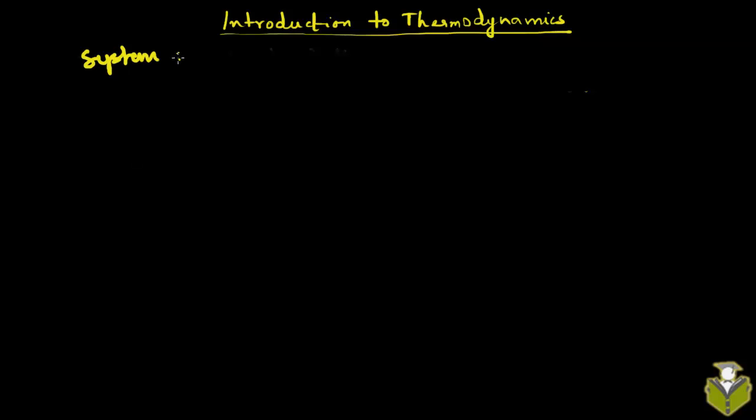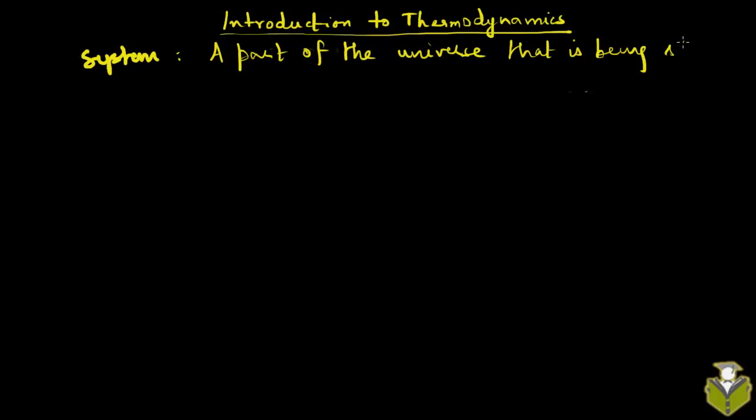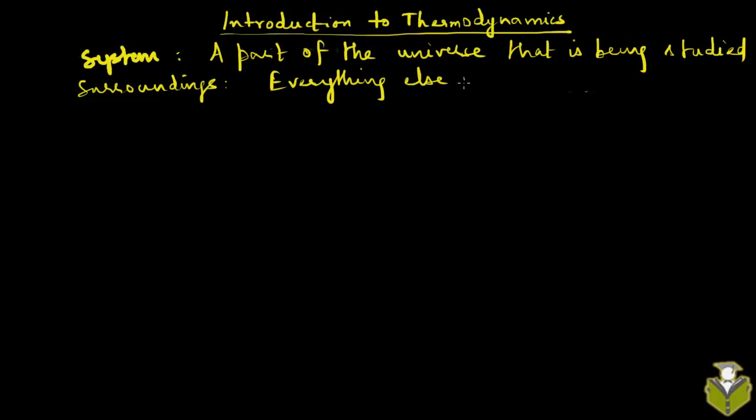So what we mean by system in thermodynamics is a part of the universe that is being studied. And everything else except the system in the universe is called surroundings. So everything around the system, everything else in the universe. Together, system plus surroundings make up the universe.